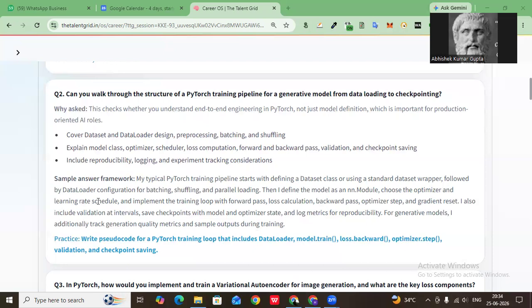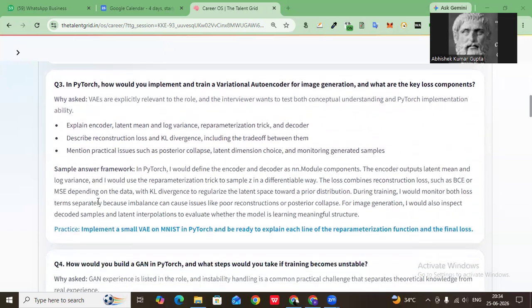Okay, great. So the next question is, in PyTorch, how do you implement and train a variational autoencoder for image generation? And what are the key loss components?